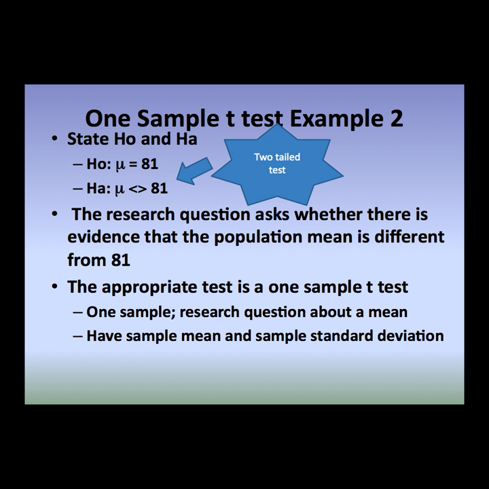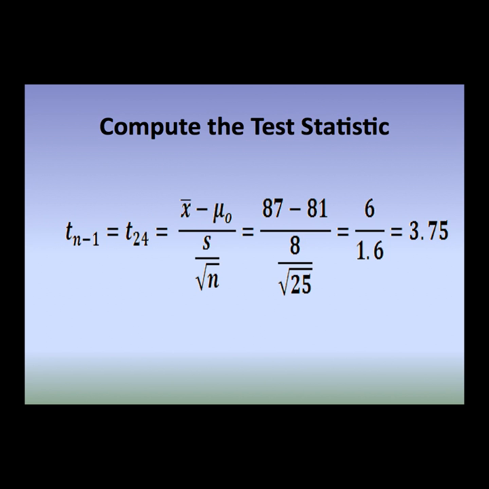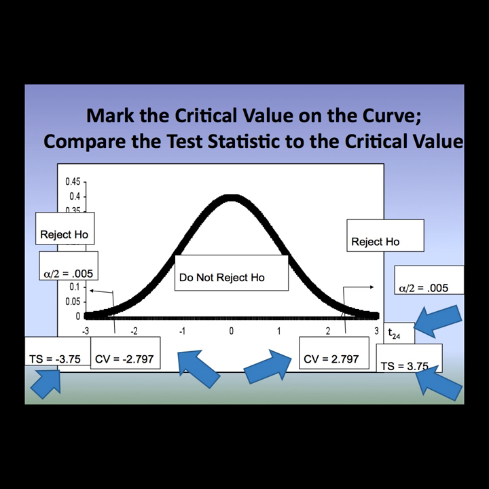We have only one sample of data. Our research question is about a mean, and we are provided with the sample mean and sample standard deviation. This combination indicates that our critical value will come from the t-table. Our t-test statistic, x bar minus mu naught divided by s over the square root of n, is 3.75.